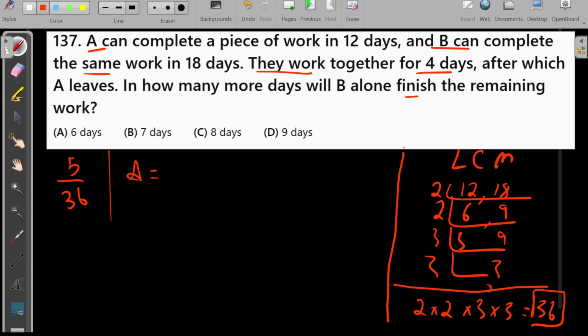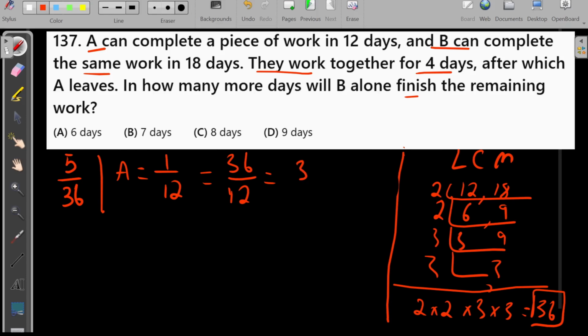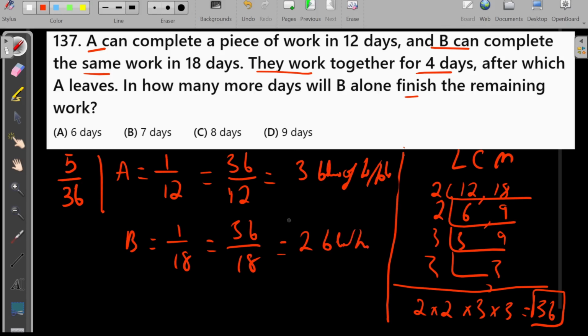We know that A's 1 day work is 1 over 12. So the total work here is 36. So I need to divide by the number of days. 12 times 3 would give me 36. So A can do 3 blocks of work per day. What about B? B's 1 day work is 1 over 18. The total work here is 36. So 18 times 2, 2 blocks of work per day. As you can see, A can lay down 3 blocks of work every day, whereas B can do only 2 blocks of work per day, meaning A is doing more than B.